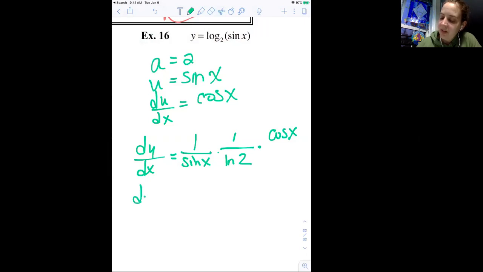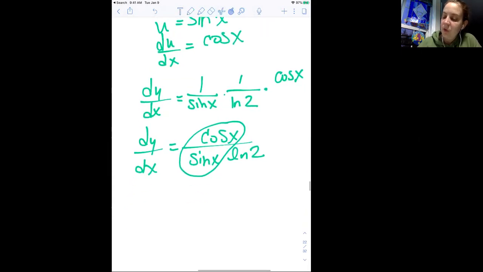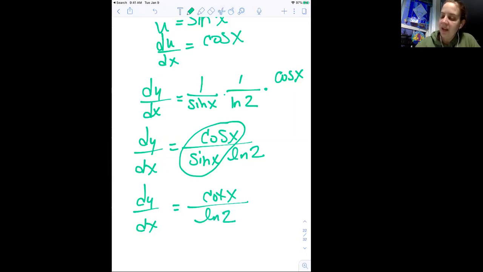Now, if I write this all together as one fraction, my numerator is cosine of x. Then I've got sine of x, natural log of 2. I can take this one step further. What's cosine over sine? It's cotangent. So dy/dx is cotangent x over natural log of 2. But again, if you get to this, I'm very, very, very happy.